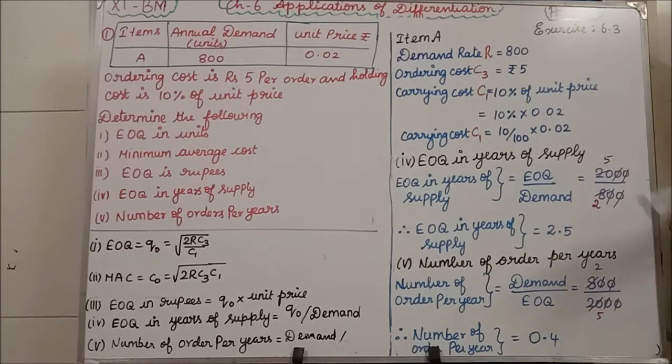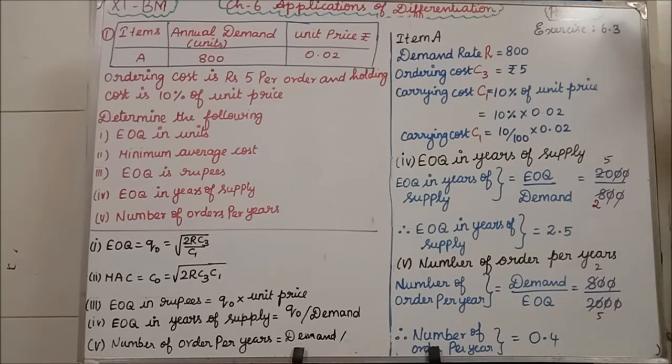Then the fifth subdivision is number of orders per year. So per year, the formula is the reverse of this: demand divided by EOQ. So demand is 800, EOQ is 2000. If we cancel, 2 by 5, and if we divide, we are getting 0.4.